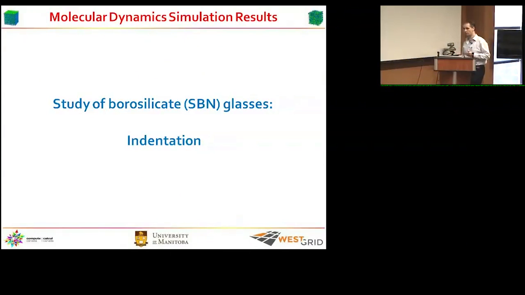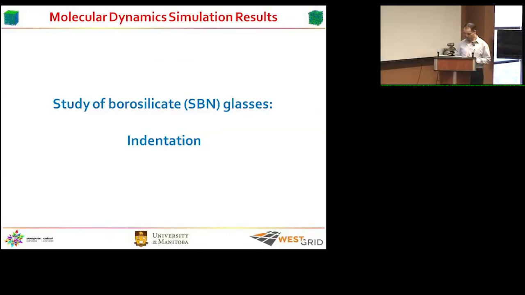Another example is borosilicate glasses. These glasses have three components: silica, borate, and sodium. In my previous example, we just used a system with two atoms. Here we have more. Using MD simulation, if you have the right potential, you can run simulations for a system with many atoms.